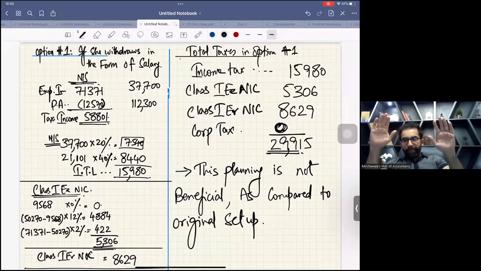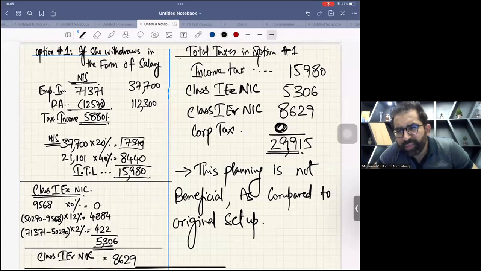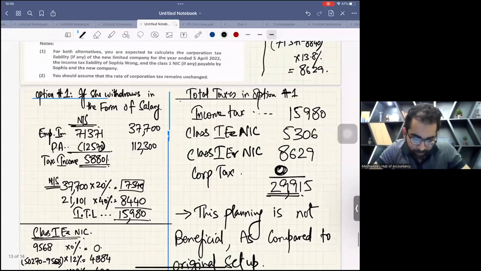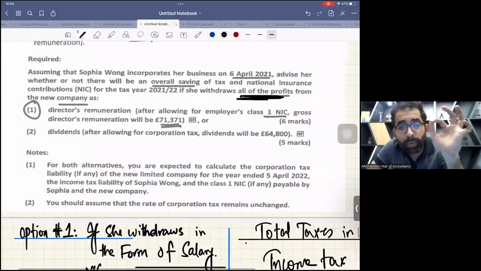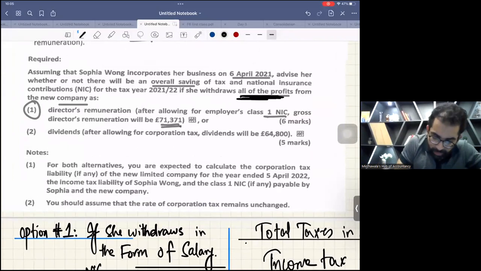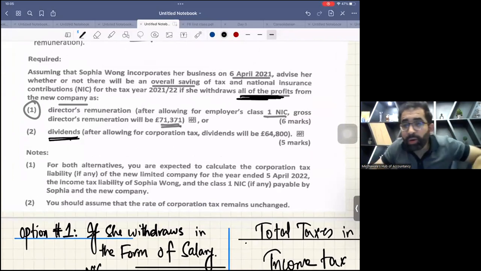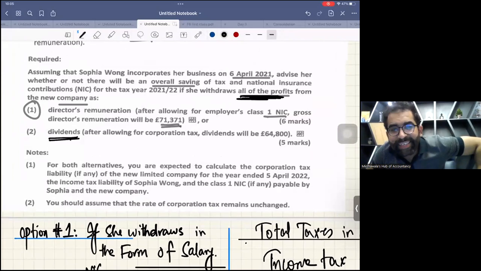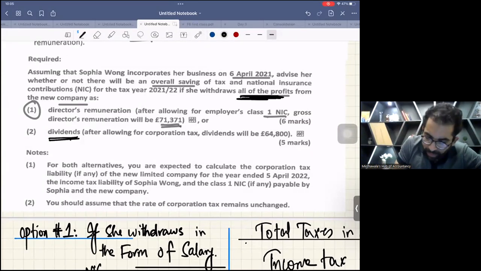Okay, now relax. Let's see the second case, and a little bit of accounting knowledge. Second case. The total profits of the company was 80,000. He won't withdraw salary. He will withdraw dividends. After allowing for corporation tax, the dividend will be 64,800.